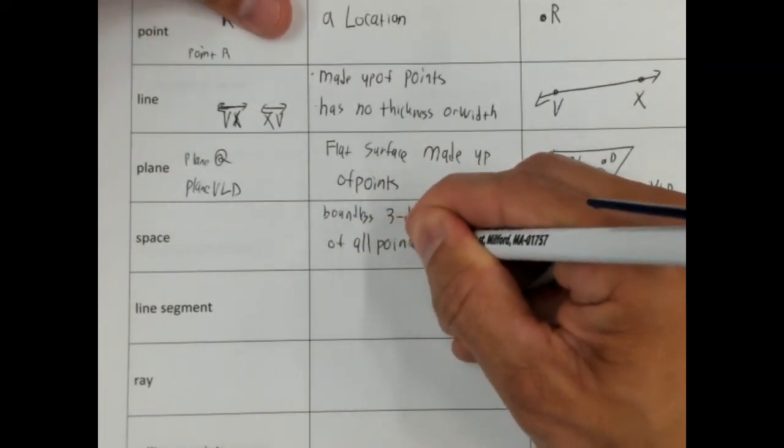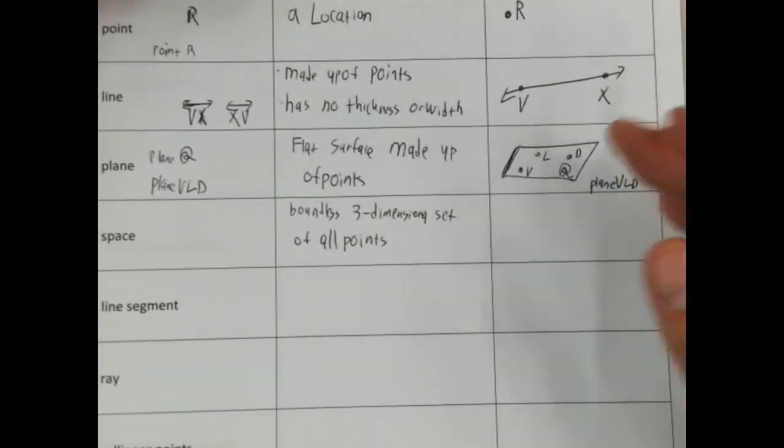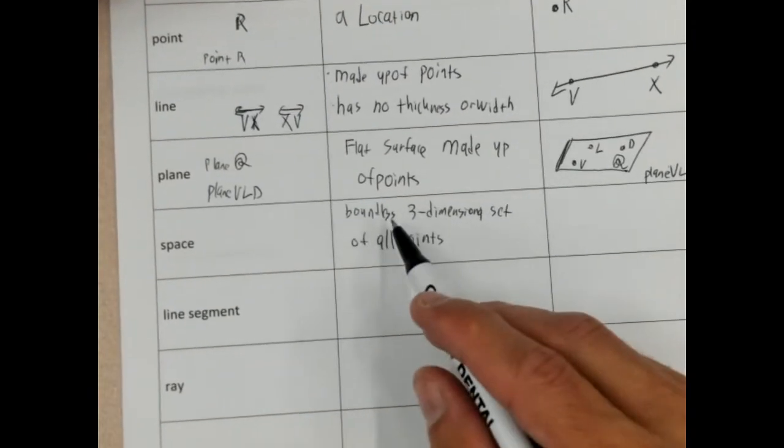Basically, the idea is that everything exists within space. Space is where everything exists, and there's no diagram for it, and there's no notation for it. That's just kind of a concept.